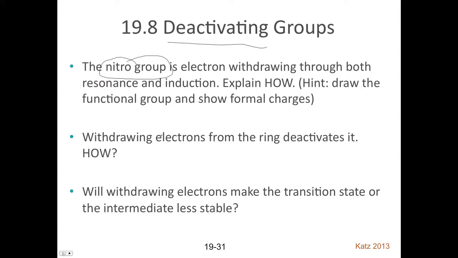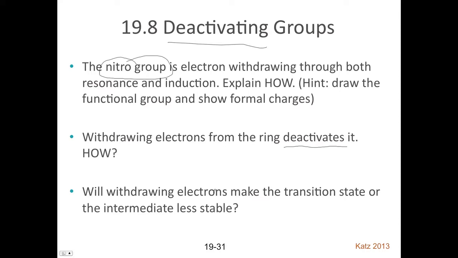So the nitro group is electron withdrawing through both resonance and induction. Explain how. Hint: draw the functional group and show some formal charges, and we will. Withdrawing electrons from the ring deactivates it. How? We talked about that a little yesterday. When you activate the benzene ring, you infuse it with some electron density, so its little pi-bonded arms can reach out and grab that electrophile and drag it back to be attached to the ring. If you withdraw electrons from the ring, it deactivates it. It makes those little pi electron arms pretty weak.